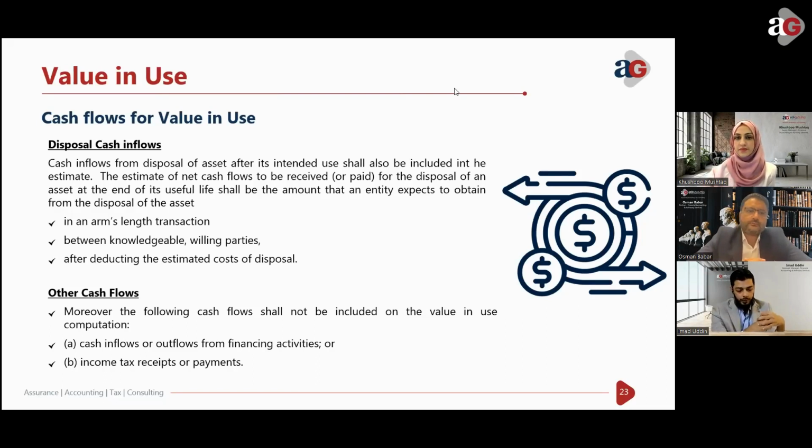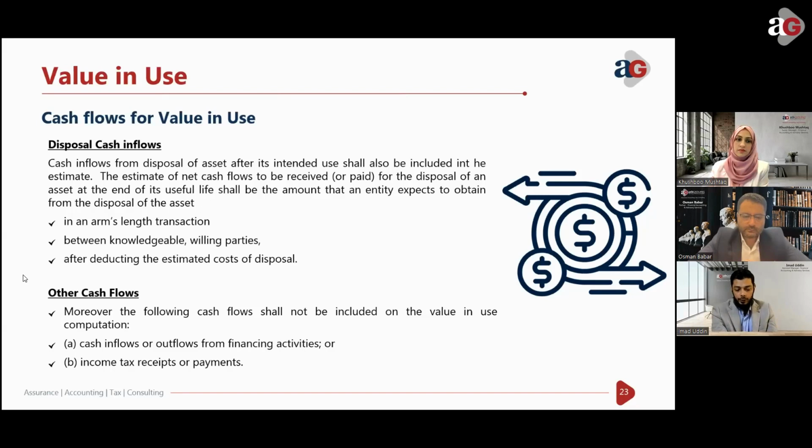Other cash flows. Moreover, the following cash flows shall not be included in the value in use computation. Now, cash inflows or outflows from financing activities. So if you are adding some financing activities to your CGU, if you're investing in your CGU, or if you're obtaining a loan, or if you're repaying a loan, all those cash flows are not relevant to the computation of the capacity of the asset, to the value of the asset. They are independent of the assets and they are separately recognized in the financial statements. So again, those cash flows do not serve the purpose of computing the value in use.